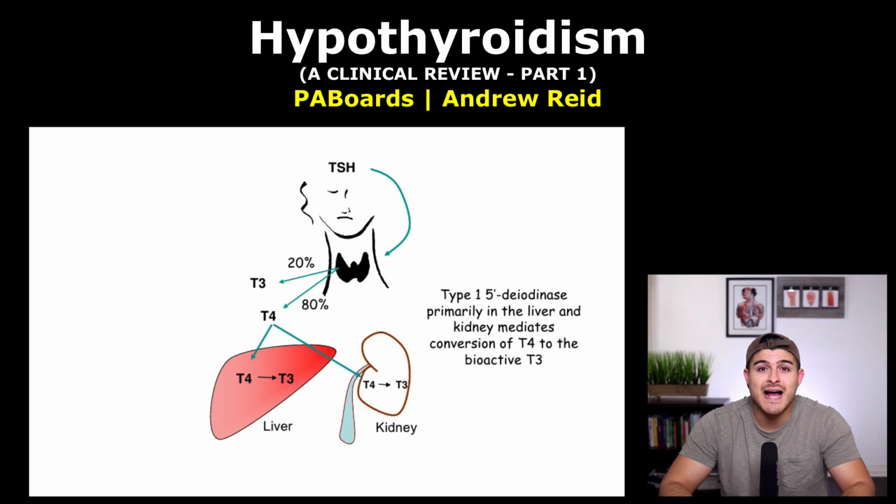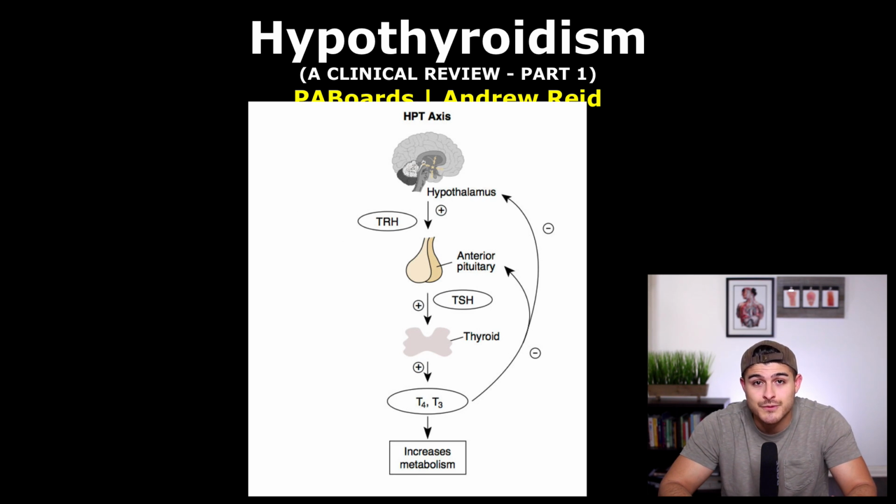So let's start this off with the hypothalamic pituitary thyroid axis, right? And this is the classic feedback loop that we're always taught in school.